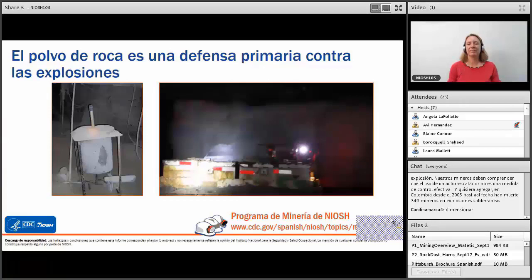Again, the dimension of the explosion in order to make effective control. And I would want to add that in Colombia since 2005 until the present date, 349 miners have died in subterranean explosions. She also mentions that the use of a self-rescuer is not an effective measure of control.